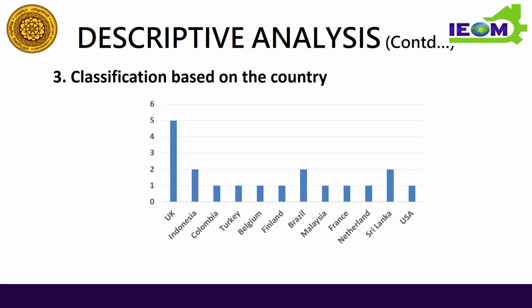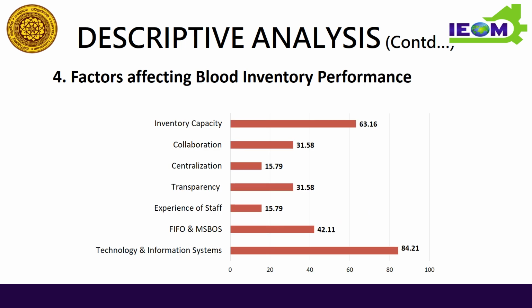Going for the contribution by countries, the United Kingdom contributed the most to this literature review. Next, the factors affecting blood inventory performance. Researchers show that technology and information systems is the most important factor affecting blood inventory performance, along with inventory capacity, first in first out rule monitoring, the maximum surgical blood donation schedule of policy, and also the collaboration of inventories, transparency and decentralization. The researchers also show that centralized systems are more efficient than decentralized systems when managing blood inventories.